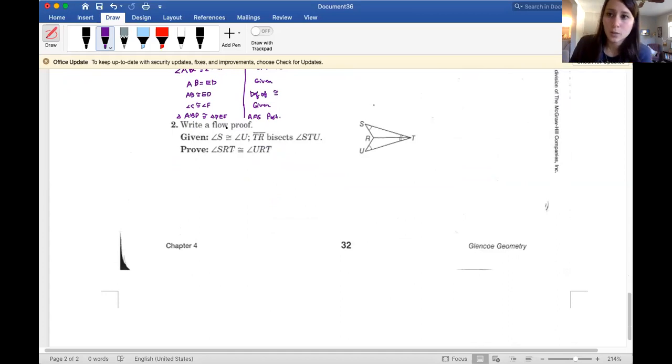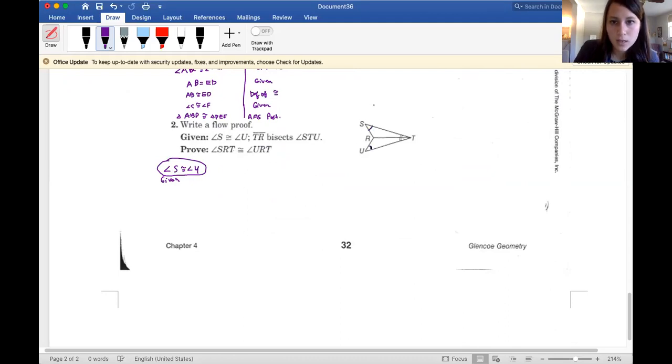It says write a flow proof. I will not test you over a flow proof, but I will do this one as a flow proof just to show you how to do it. Basically, how you do a flow proof is, it's kind of like a flow chart, where you put the information down and then you give the reason on the bottom.